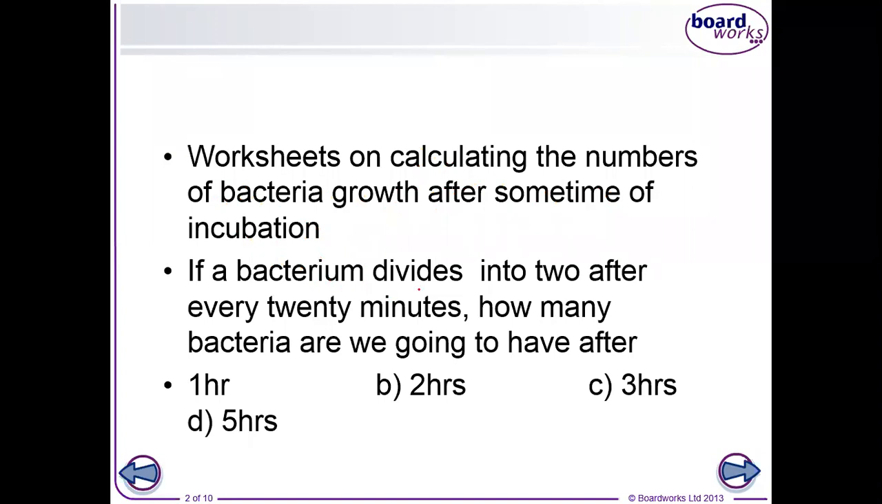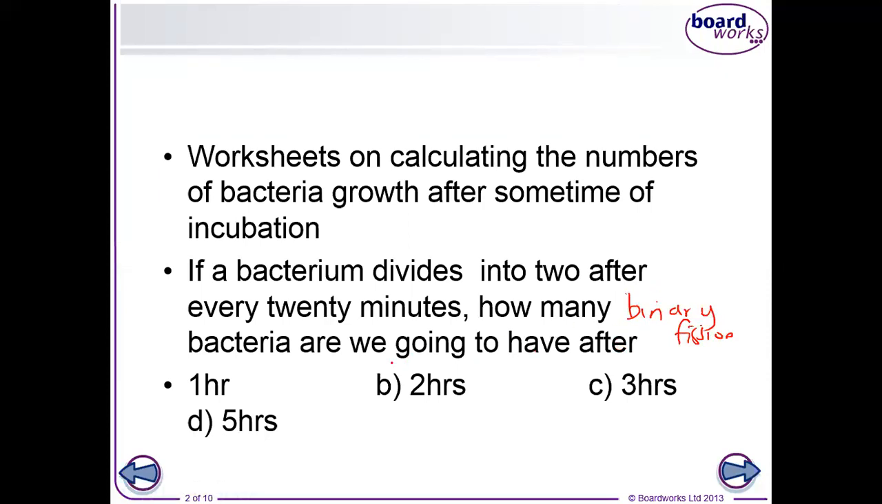the bacterium divides into two. This bacterium divides into two after every 20 minutes. That is to say, every 20 minutes you're going to have binary fission taking place. We call it binary fission. Binary fission is a process by which bacterium divides. I mean, it's a reproduction process in bacteria.